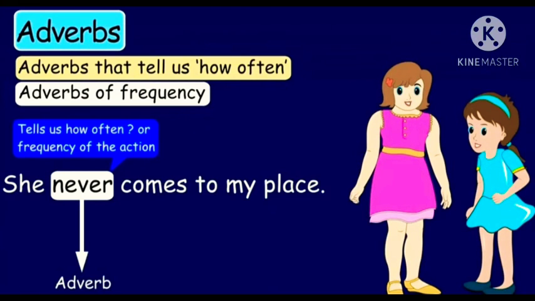The next kind is adverbs of frequency. Adverbs that tell us how often an action is done, in what interval of time we are doing something, are known as adverbs of frequency. For example, she never comes to my place. Never is the adverb because it is telling us how often, the frequency of the action. We need to question the verb with how often, and the adverb which comes out is the adverb of frequency.